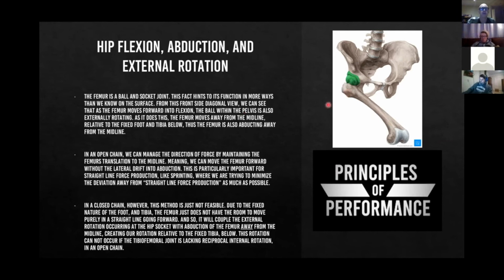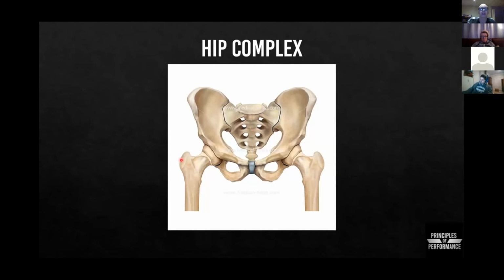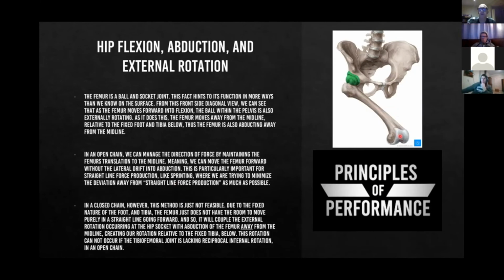Okay. As it does this, the femur moves away from the midline relative to the fixed foot and tibia below. Thus, the femur is also abducting away from the midline. So if we were to take it back in a straight line, as we externally rotate the femur, if I want to keep moving in flexion, I have to move this femur away from my midline. So this knee, while it is in front of me, will start to travel away from my other knee to create an open hip position relative to a fixed foot and tibia.